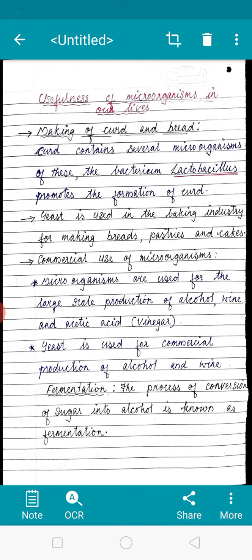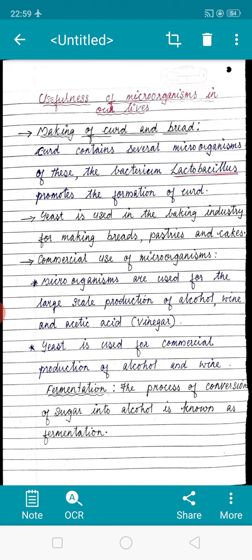For this purpose, the yeast is grown on natural sugars present in grains like barley, wheat, rice, crushed fruit juices, etc. And this process of conversion of sugar into alcohol is known as fermentation. What is fermentation then? The process of conversion of sugar into alcohol is called fermentation.